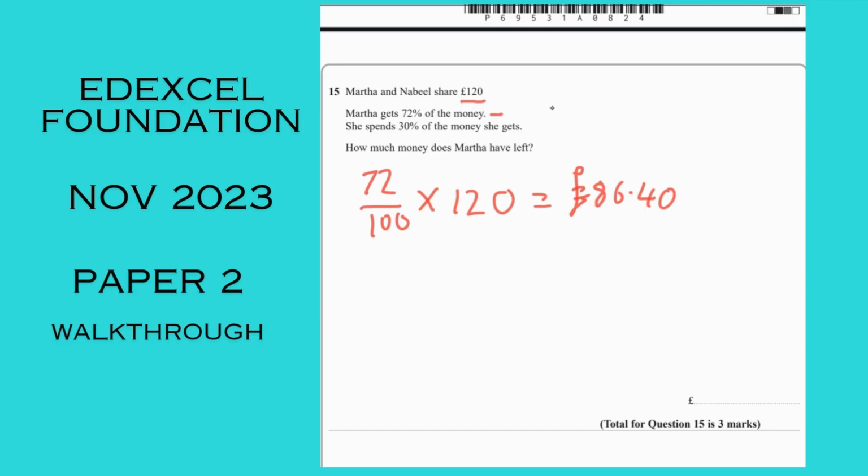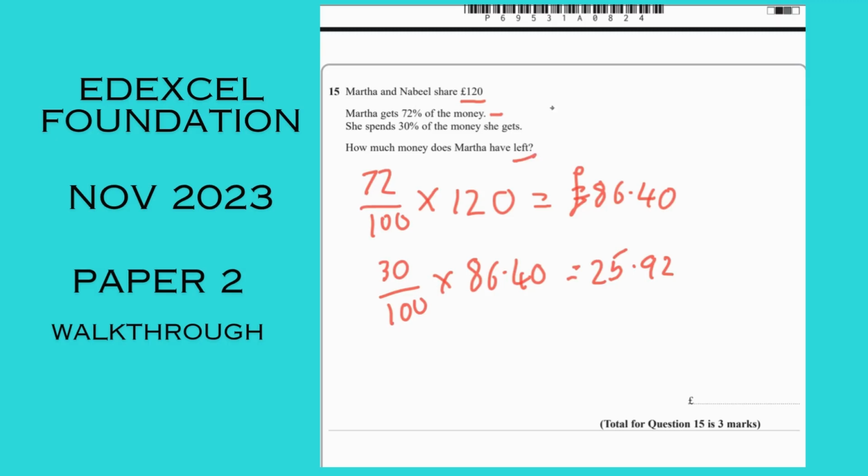He spends 30% of the money she gets. So 30% of that cash. So we'll take that amount, £86.40, to get 30% of it. 30 divided by 100 times £86.40 gives us £25.92. That's how much she spends.